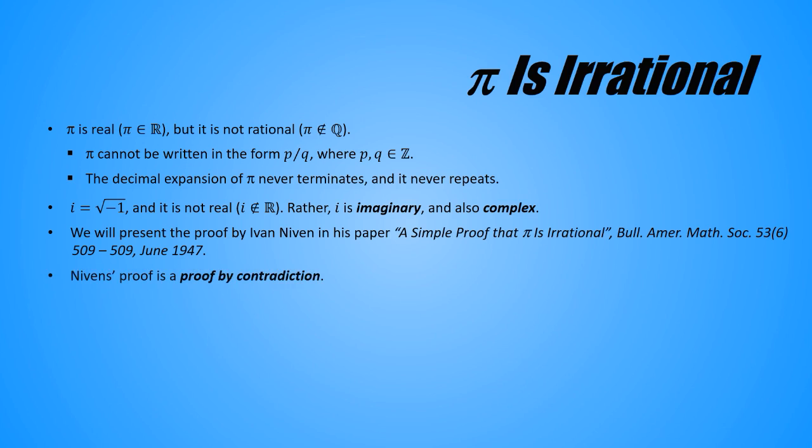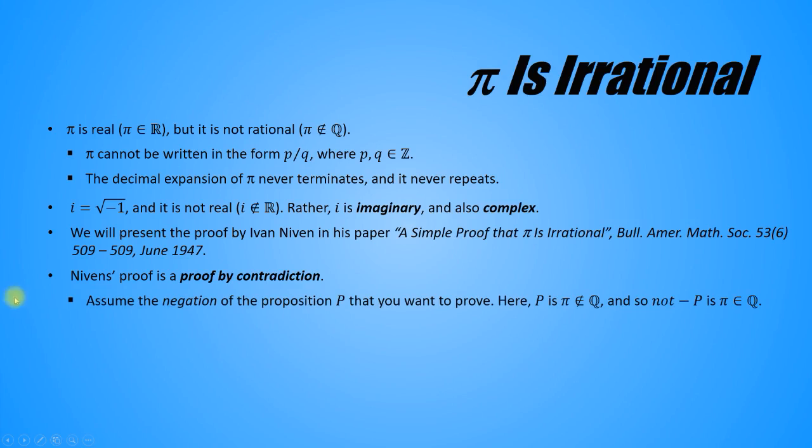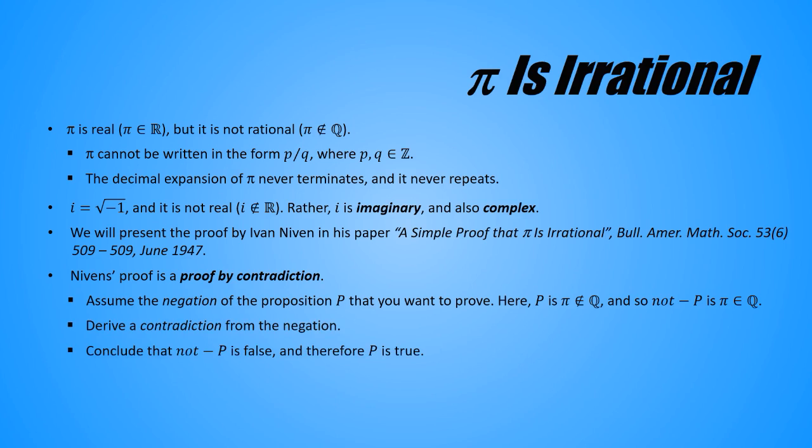One reason that I chose this proof is that it's a proof by contradiction, which is a really nifty method of reasoning in mathematics. In such a proof, one assumes the negation of the proposition P that one wants to prove. In this case, P is that pi is not rational. And so not P is that pi is rational, and this is what we'll assume. Then what you do is you derive a contradiction from the negation of P, and finally conclude that not P is false, and therefore P is true. This is also called indirect proof. But it is every bit as deductively valid as direct proof.